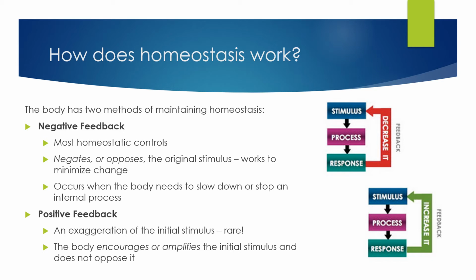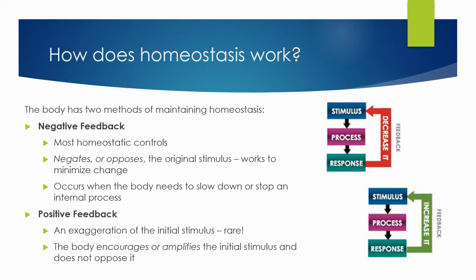Now we have two methods of maintaining homeostasis. The one that I just described is considered negative feedback. It is the most common way that we maintain homeostasis. This is where we're going to be negative. We're going to go against whatever is happening. If my body temperature is rising, I want to go against it and cause it to drop. This really occurs when we need to slow down or stop whatever is happening in our body. But there's another one called positive feedback. It's literally just the opposite.